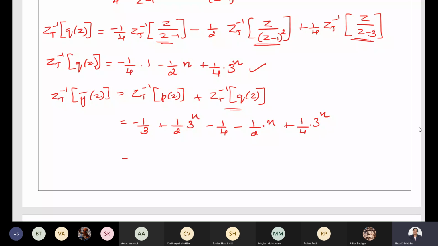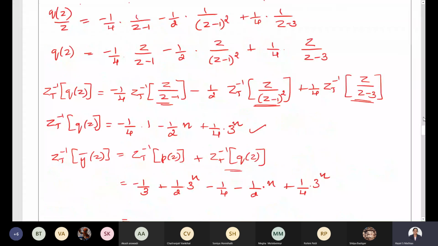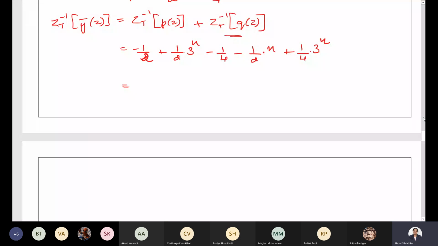You can simplify this and write minus 1 by 3 minus 1 by 4. Is it minus 1 by 3 or half? Minus 1 by 2, ma'am. Yes, it's minus 1 by 2. It's minus 1 by 2 minus 1 by 4, so it is minus 3 by 4. Then we have half 3 power n and 1 by 4 3 power n. So 3 power n is a common term. Half plus 1 by 4 will be 3 by 4 into 3 power n. Then we have minus half into n, or n by 2. So this is the solution y n. This is the required solution.